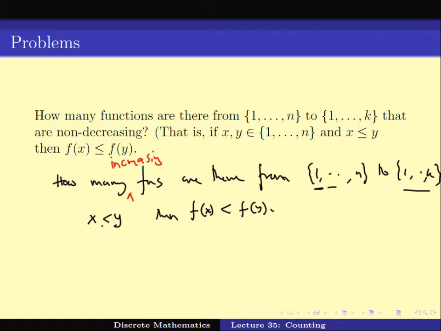Now, as you can see here, of course, if k is less than n, then I cannot have an increasing function. Why? Because if 1 goes to 1, 2 goes to 2, 3 goes to 3, I have to keep on increasing. Then n has to go to something like n, but n is greater than k. So I don't even have enough terms there. So then the number is 0.